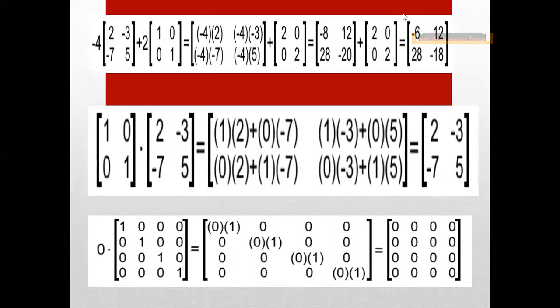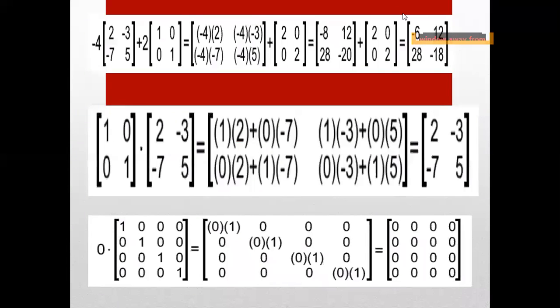Then this one, you can see the first one, I can call it as 4b plus 2i. Okay, so the first is the matrix B, that is multiplied by minus 4. It is minus 4b plus 2i. So again it is addition. So element wise addition will take place.